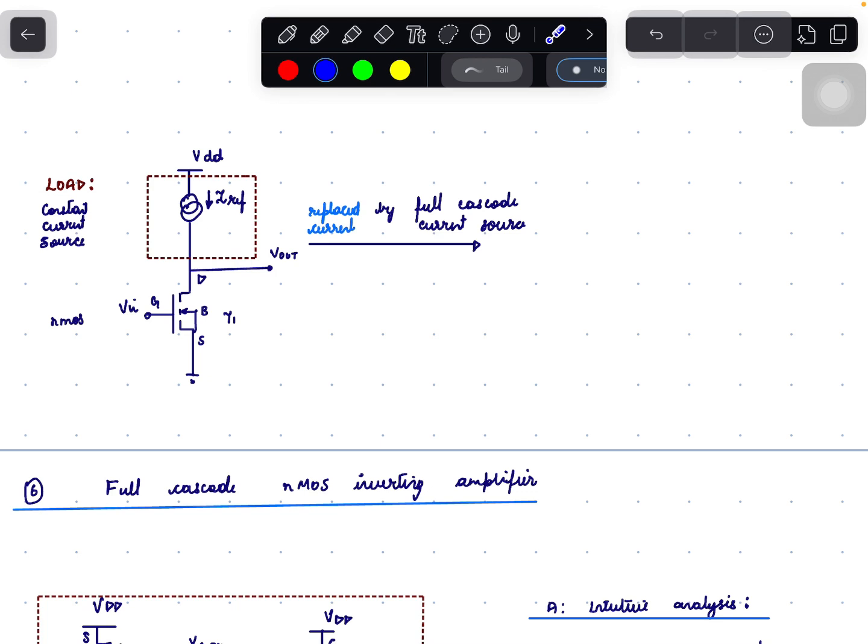Consider a common source amplifier where T1 is an NMOS, Vin is provided to the gate of T1, and there is a constant current source load. Output voltage is taken at the drain of T1. Replace the constant current source by a full cascode current source as shown below.